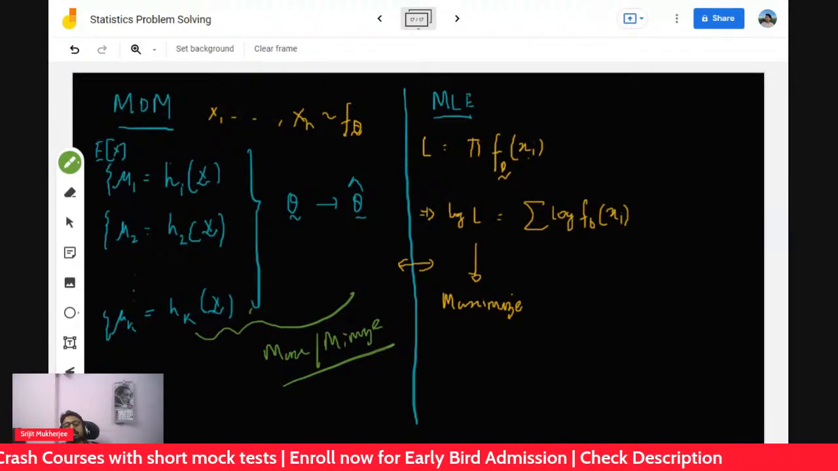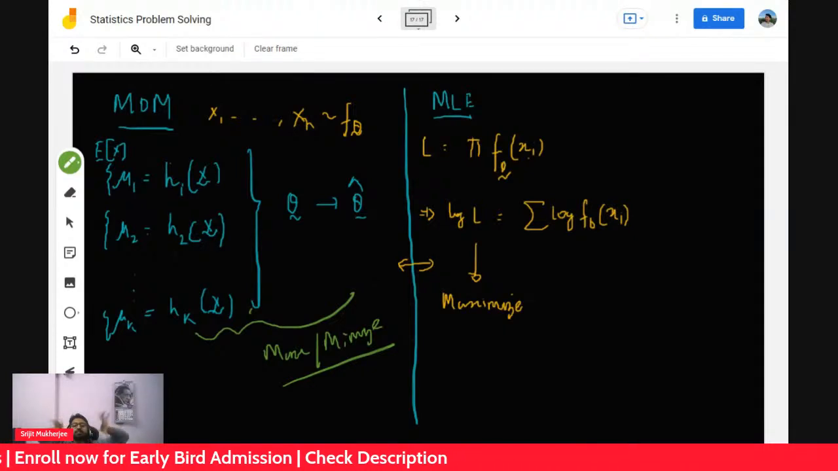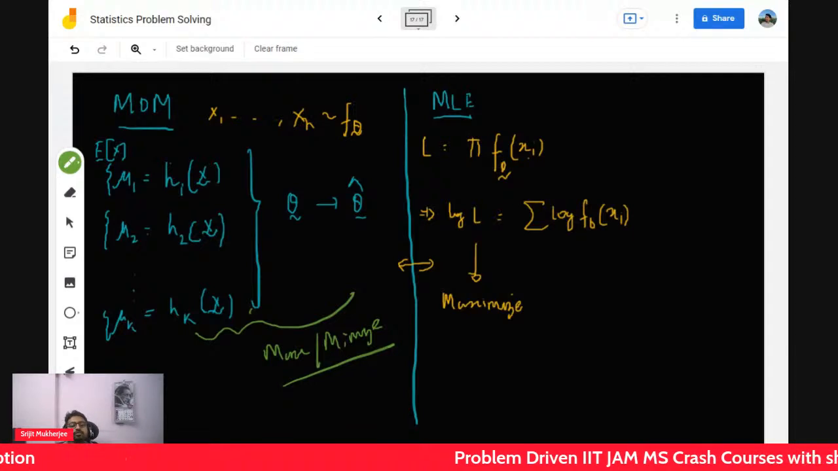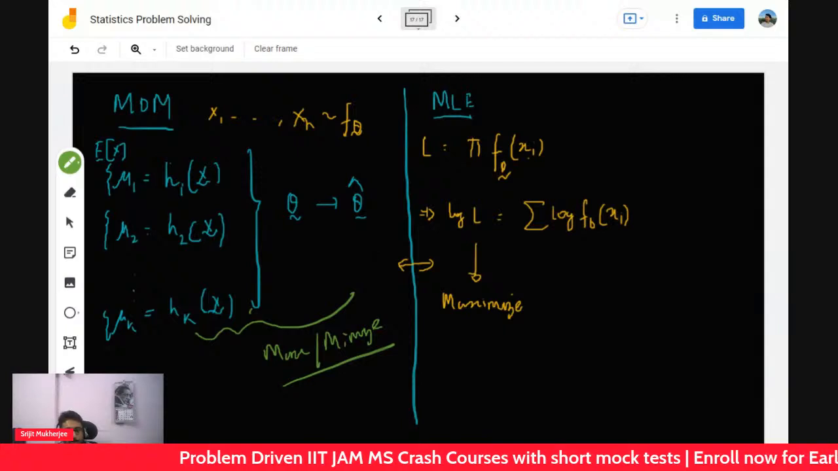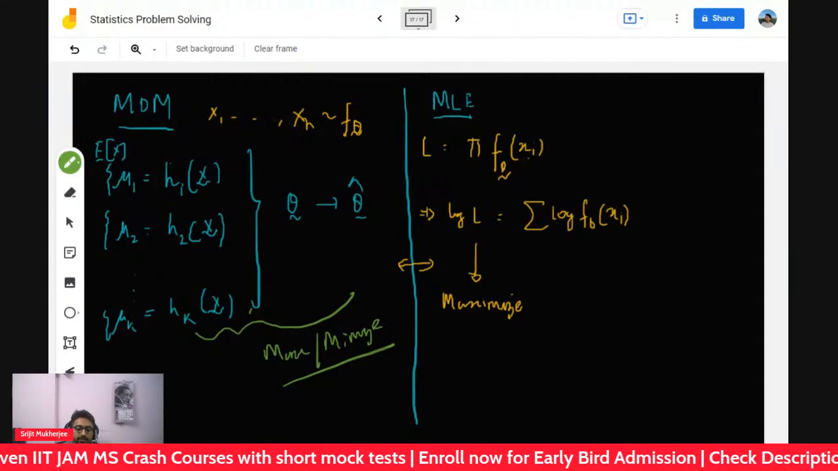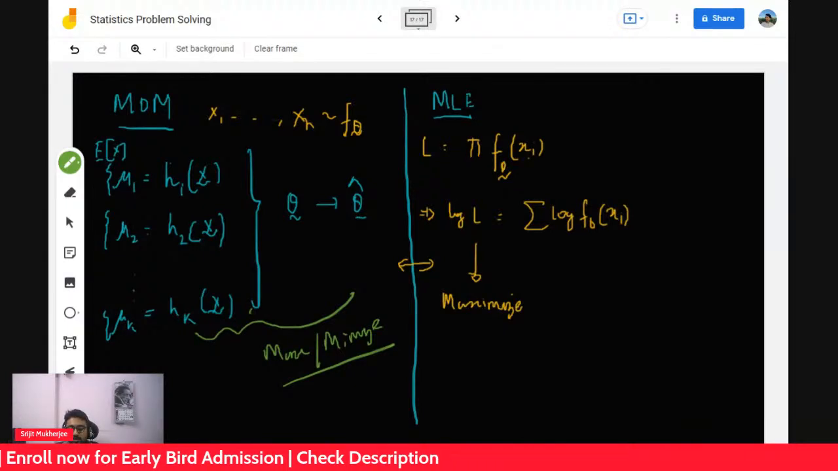Similarly, you understand that in least squares estimate, it is also a summation of some function which you're trying to minimize. Here also is some function you're trying to maximize, so minus of that function you're trying to minimize. So think about it, guys. I'm giving you 2 minutes to think about it. You can take it as a break.